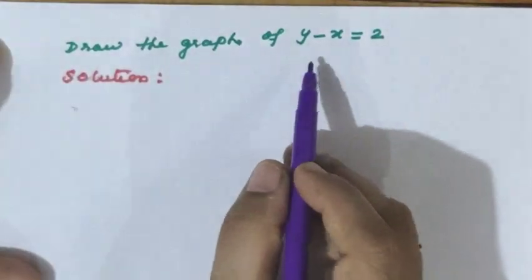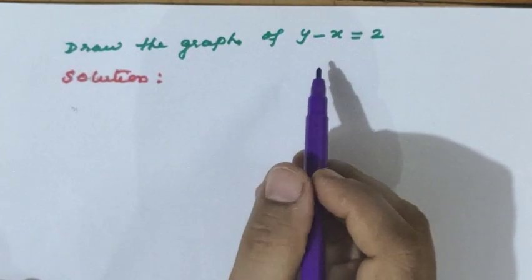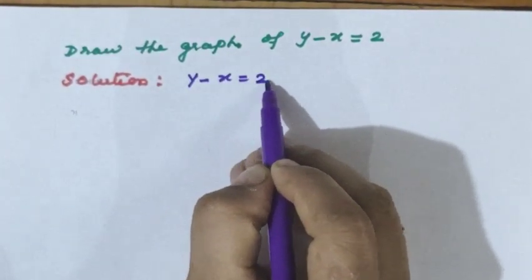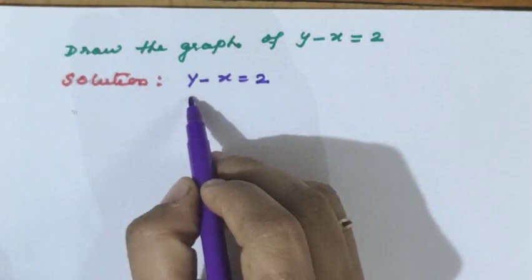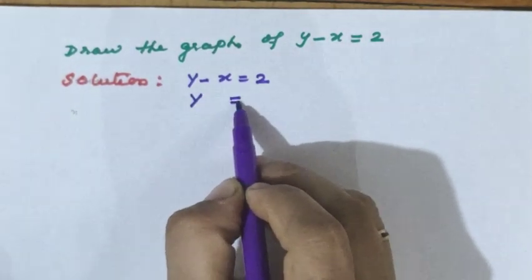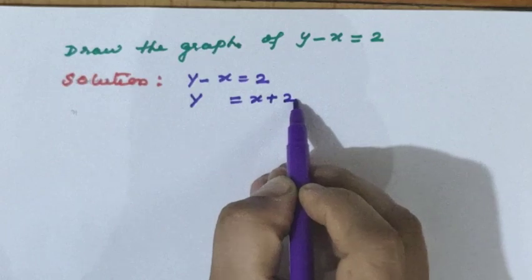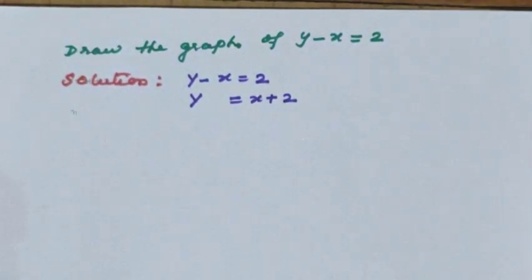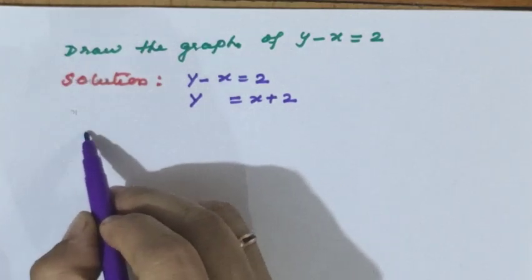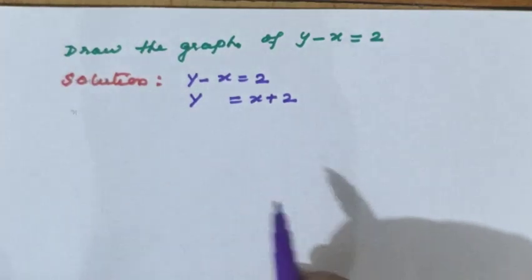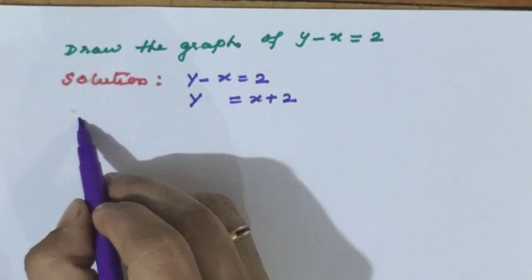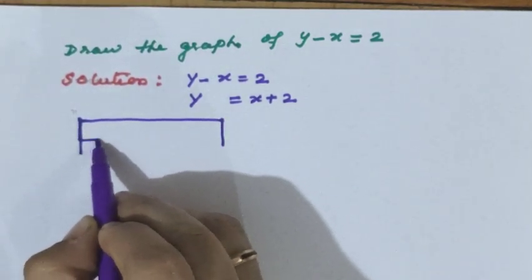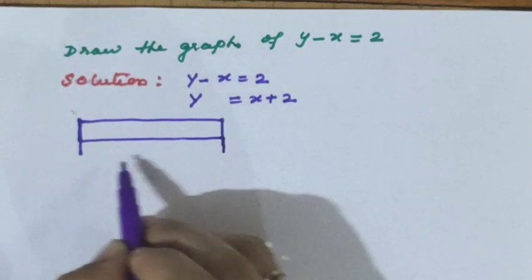Draw the graph of y minus x equal to 2. So solution, y minus x equal to 2. What is the first step? We have to write y equal to x plus 2. Got? y should be written in terms of x. Now we should find the y values for drawing the graph, means the solutions we require. So we have to complete a table now. So I'll complete the table.